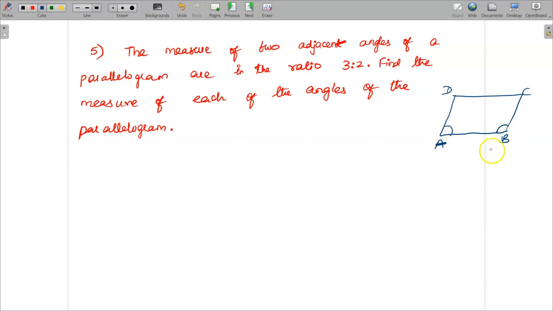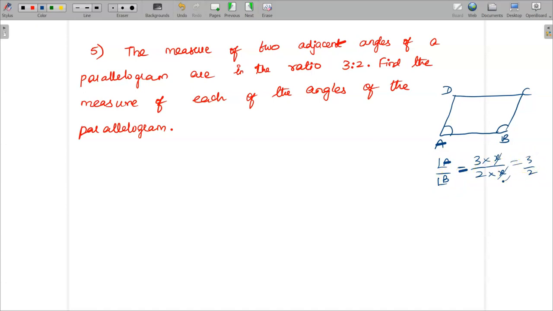Two adjacent angles are in the ratio 3:2. So in this ratio the angles are there. But actually I don't know what the multiplication term is that is common for angle A and angle B. Some term is there with 3, similarly some term is there with 2. So both get cancelled, and only I am getting 3/2. So some common multiplication term is there with the 3 and the 2. So angle A and angle B form the ratio 3:2.